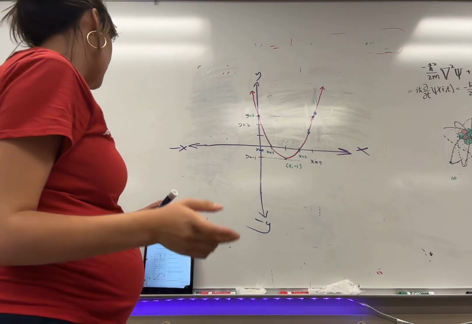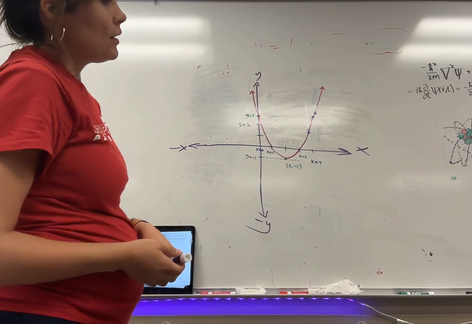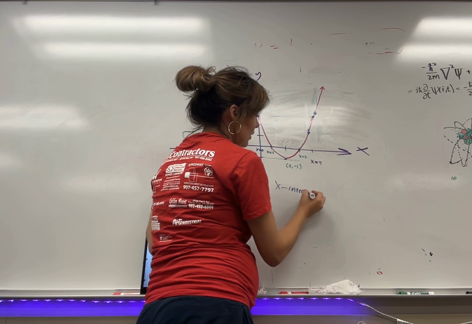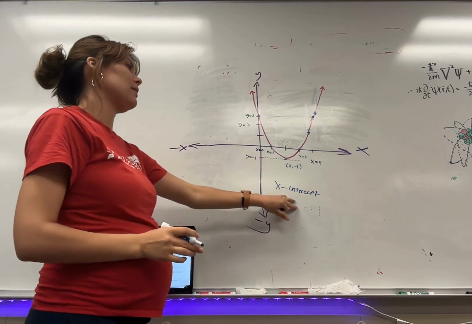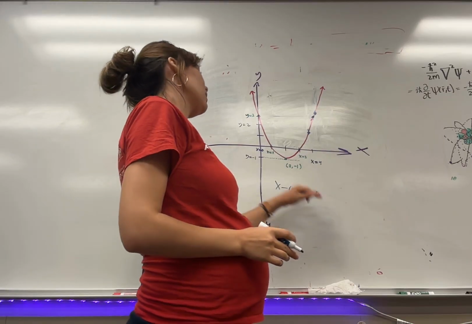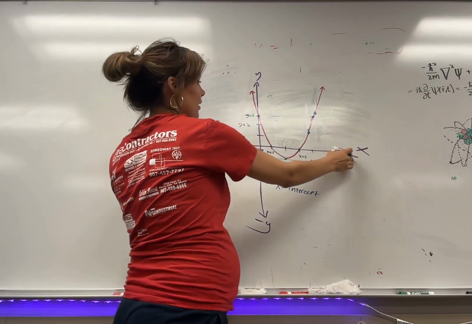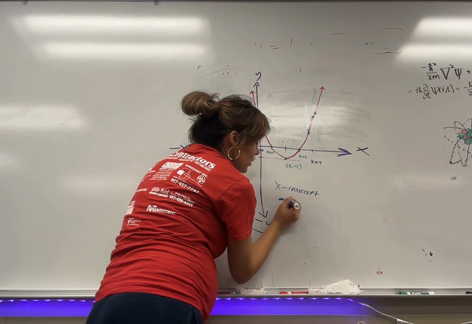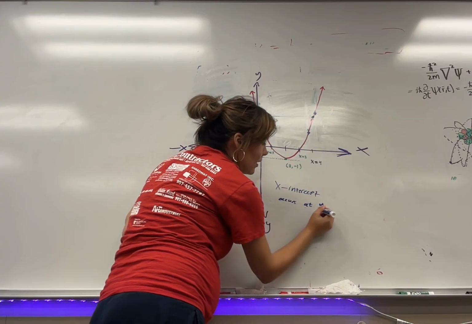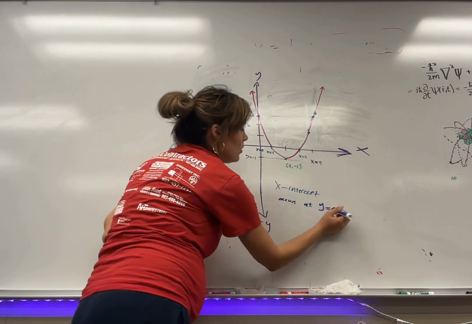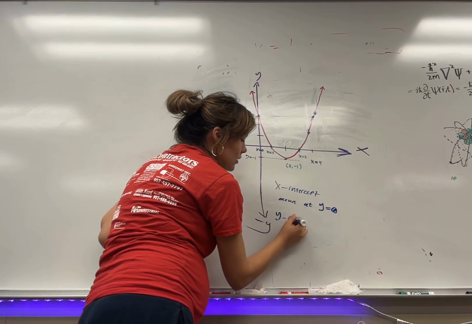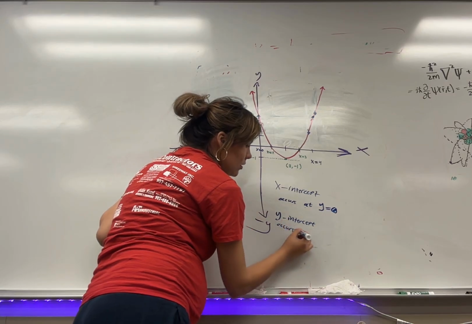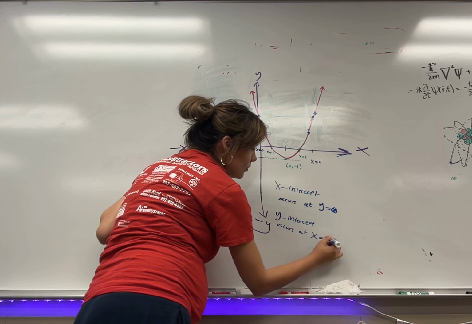And you were also asked to state all of the x and y intercepts. So an x-intercept occurs at the point where the function passes over the x-axis, this line here. An x-intercept occurs at y equals 0. The y-intercept occurs at x equals 0.